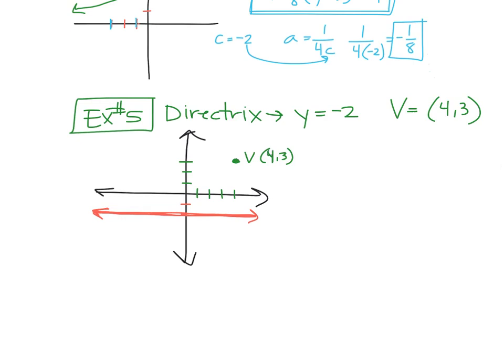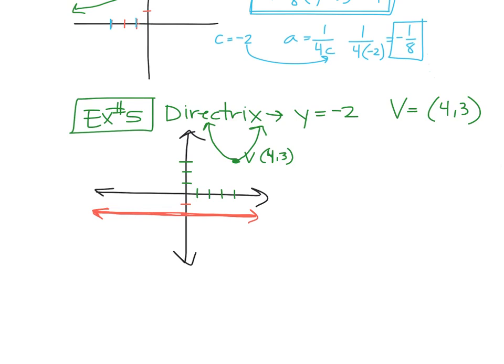Okay. So think about what we know. When we draw our parabola, it cannot hit the directrix. So if we went down with it, we would bump into that line. If we went to the left, if we went to the right, eventually we would hit. So instead, we're going to need to open up right here.